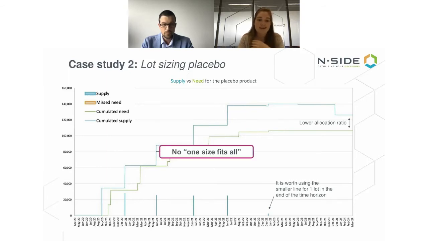And so I'll end this: no one size fits all. We're talking about lot sizes here, and for your information, we have a white paper on the topic of lot sizes. If you're interested, you can find it on our website. We'll send the link later. And Cyrille, I'll give you the floor.